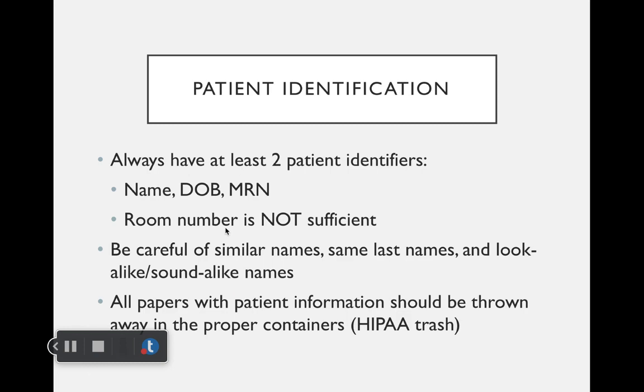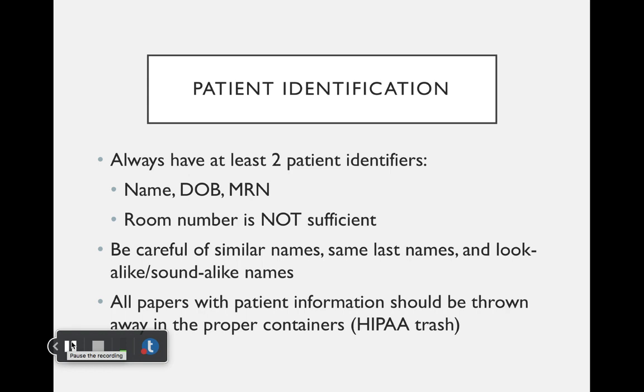Another important thing to talk about here is how to identify a patient. This is important when you're talking about patients maybe on the phone to another provider, to your preceptor, or another team member of the healthcare team, a nurse, something like that. You should always have two patient identifiers, such as the name, date of birth, and MRN, which is the patient's medical record number. And it's important to remember that room number is not sufficient.